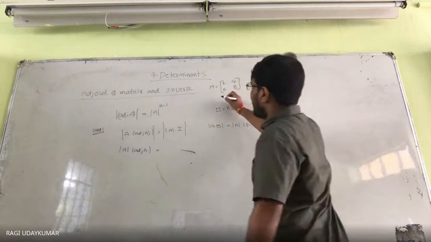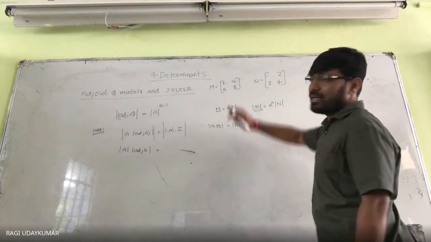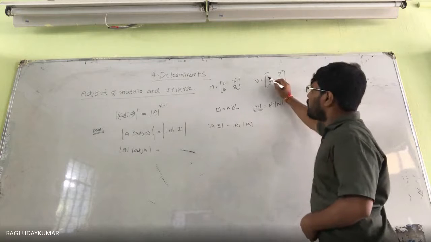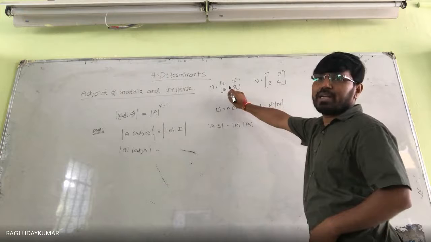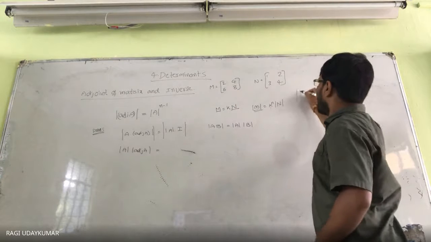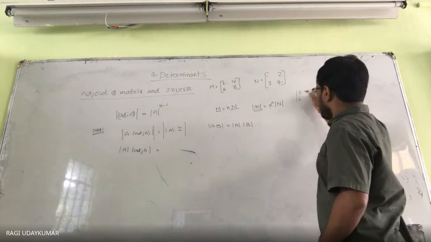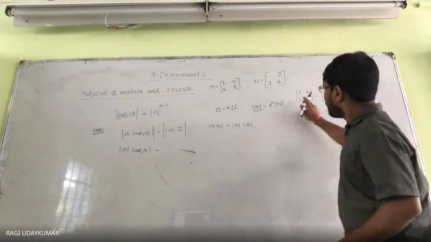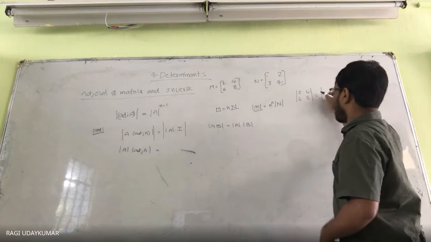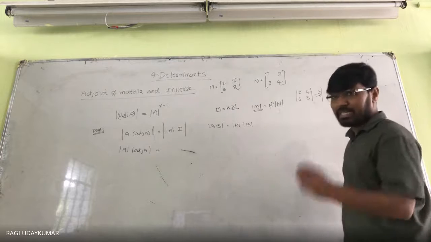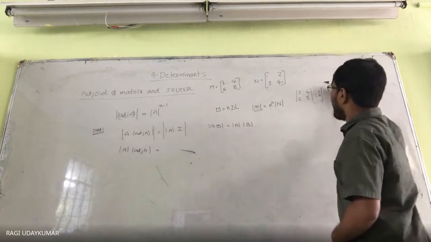So the determinant of M, if you want to get it, is the determinant of 2, 4, 6, 8. What can you write here? From the first row you can take 2 common, and from the second row also you can take 2 common. So 2 times 2, by the properties of determinants, we get 2 squared.